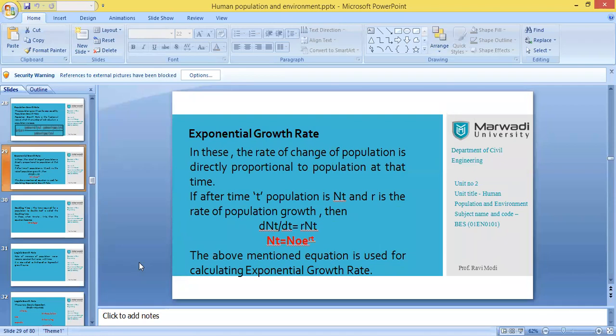So when you solve it, the equation becomes Nt equal to N naught, where N naught is the initial population, times e, the natural base, raised to r into t. What is r? r is the growth rate of the population, t is the time period. So the above equation is used for calculating the exponential growth rate. We are going to use this equation in the numericals, so just have a quick note of this.